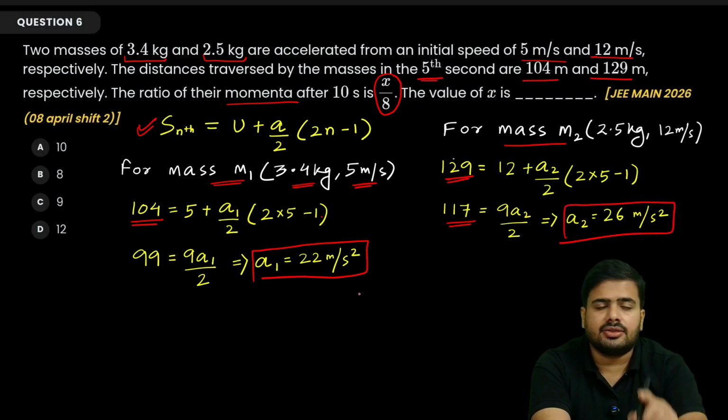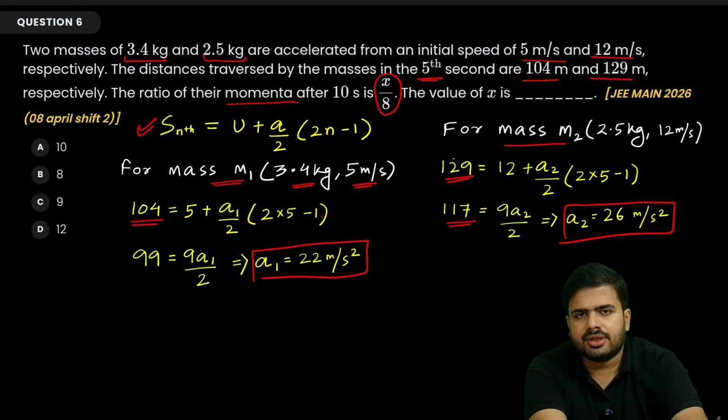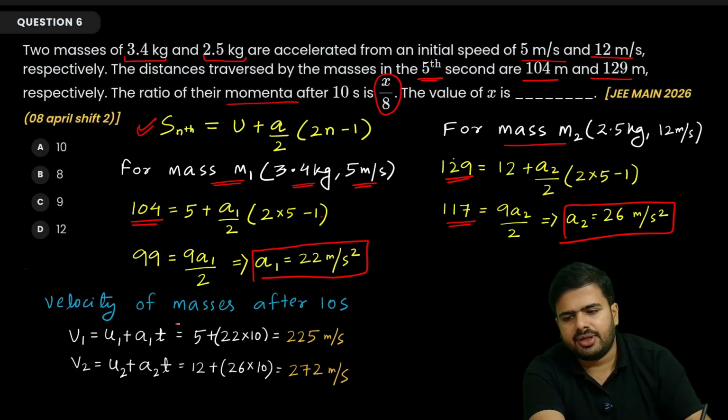So we have to find the momentum ratio. So we need the velocities, right? After 10 seconds, what will be their velocity? We know the initial velocity, we know the acceleration. Simply we can apply the v equals u plus at formula here.